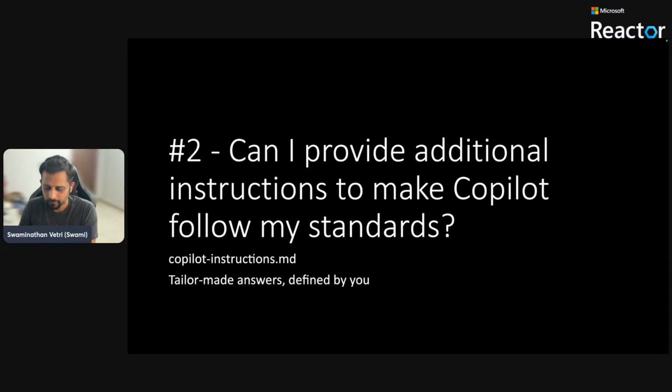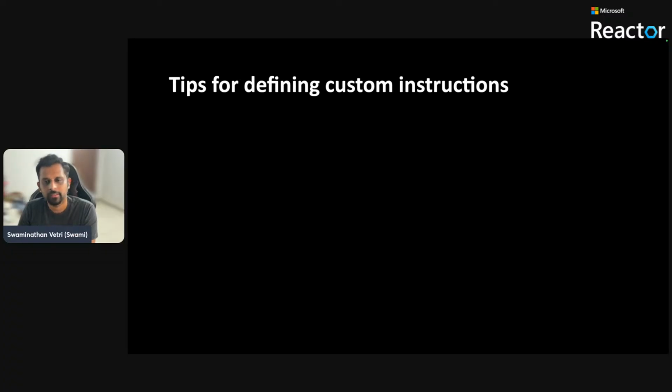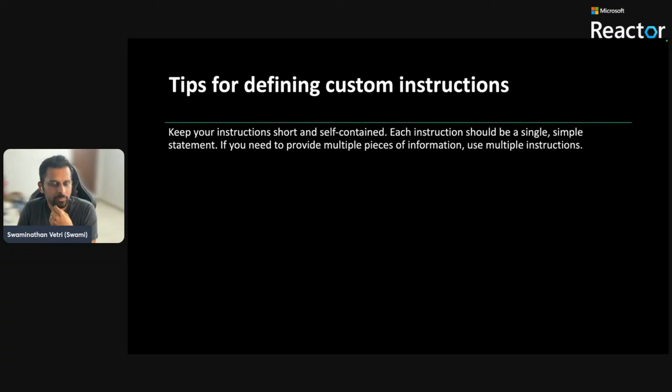And when we try to write the custom instructions, there are certain tips which I would like to share. We need to keep the instructions short and self-contained. That means each instruction should be a single or simple statement. And if we need to provide multiple pieces of information, we can use multiple lines to do that. Think about us explaining a piece of code or specific instructions to a new joiner in a company, right? We would want to keep it more simple, crisp, and clear. The same thing is applicable here as well.